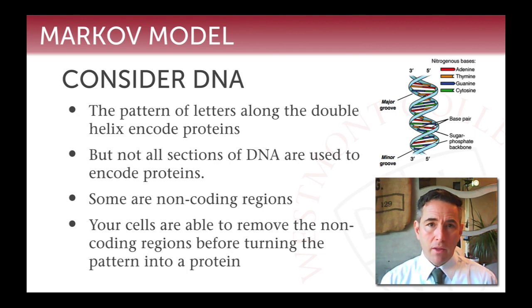A Markov chain where each state is one of those 4 letters, and the transition between them is governed by a probability distribution. Okay, so now the thing about DNA is that the pattern of those bases along the rungs encodes instructions for the rest of the cellular machinery to create a protein. But not every section of DNA is useful for encoding the proteins. Some of those sections of the DNA, some chunks of the ladder, are considered non-coding regions. And your cell is able to identify which regions are coding and which regions are not coding, and only use the coding regions in order to create proteins.